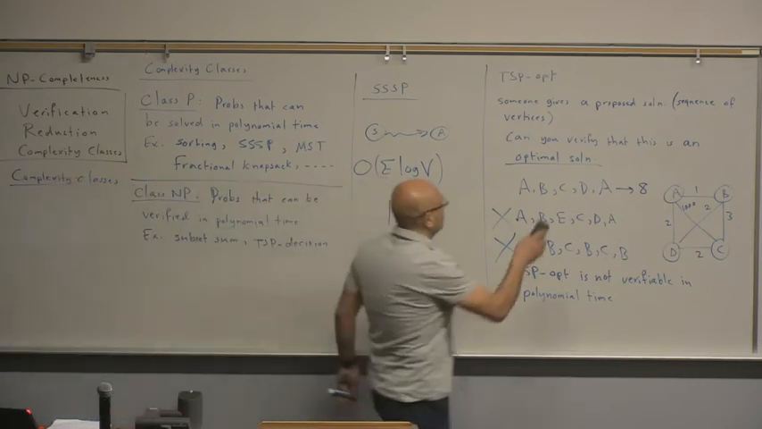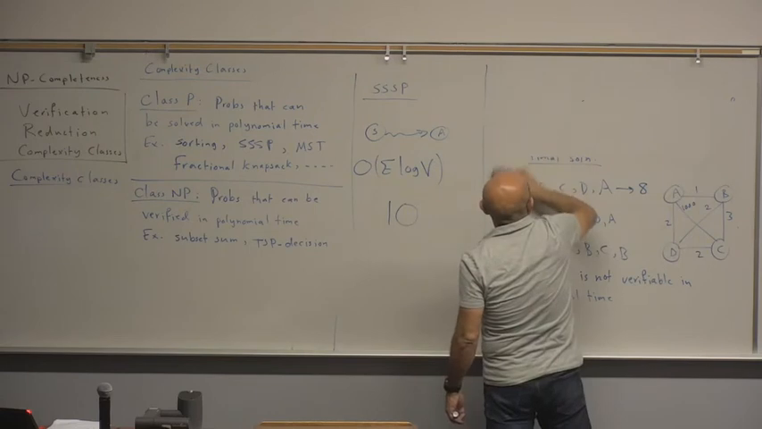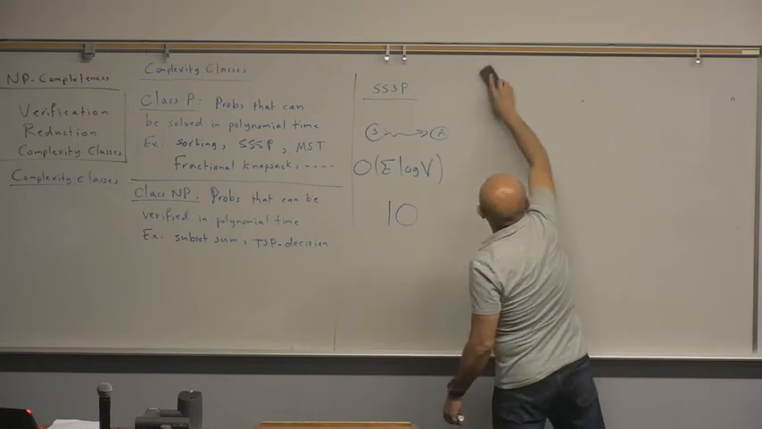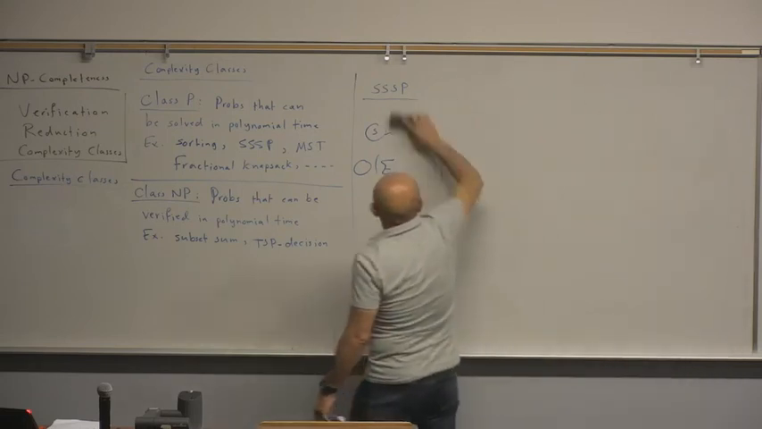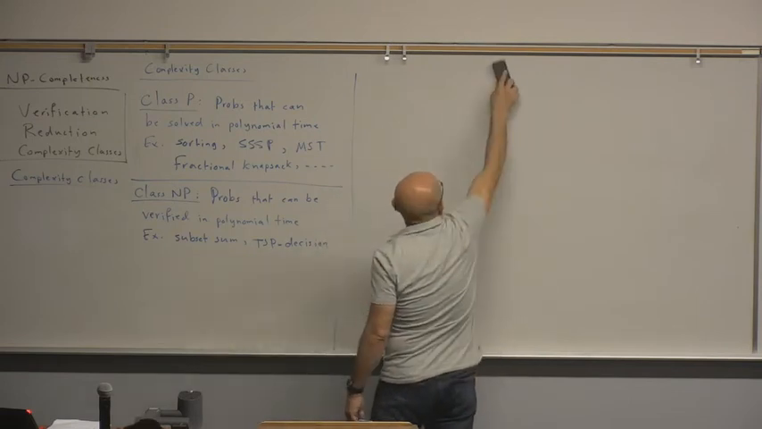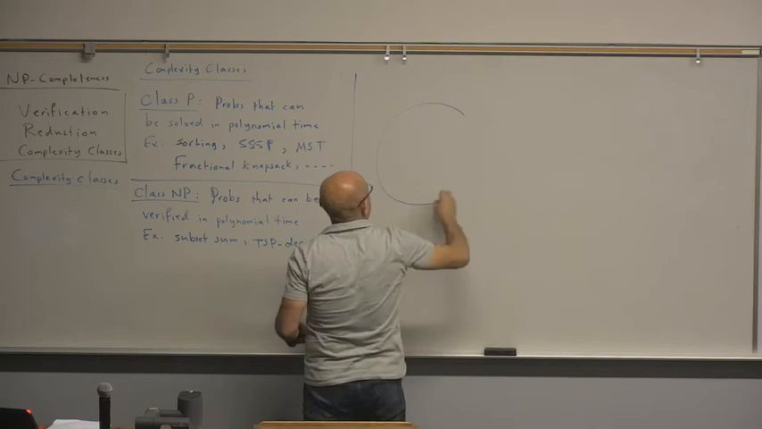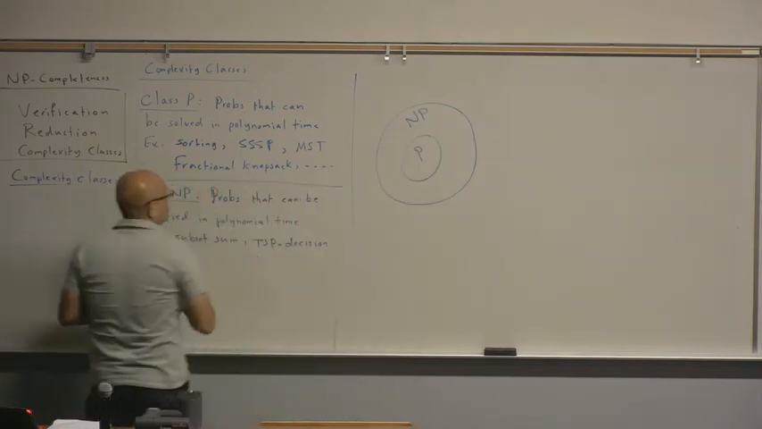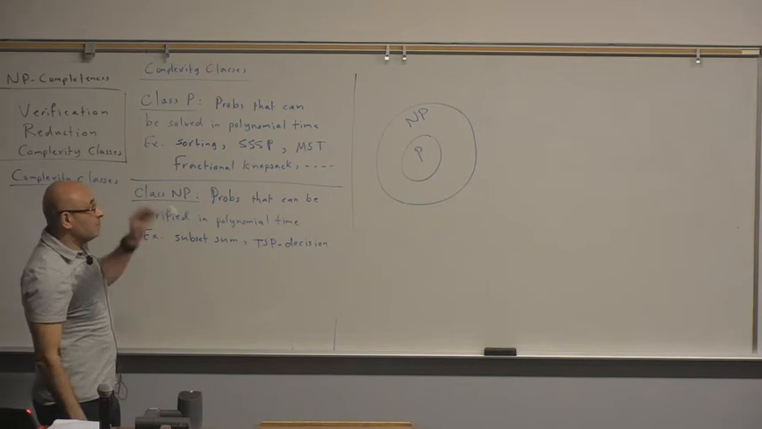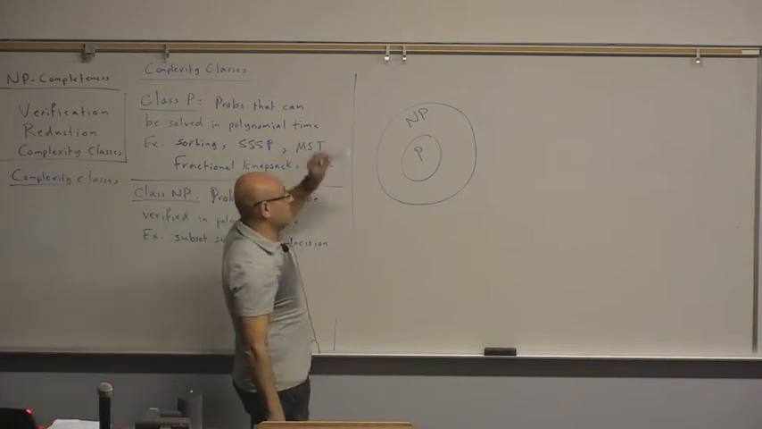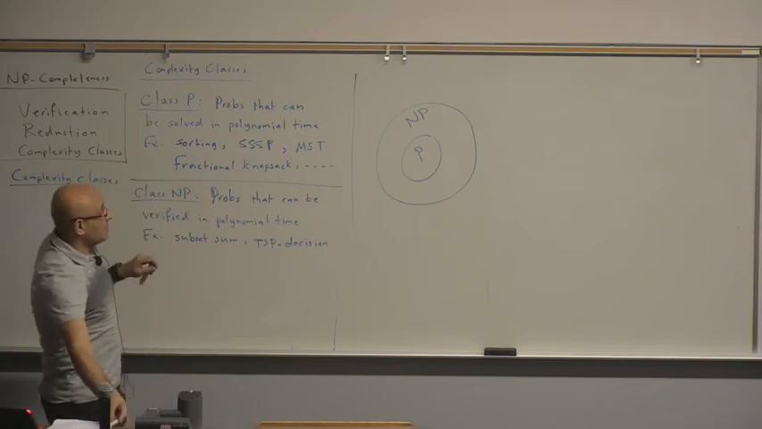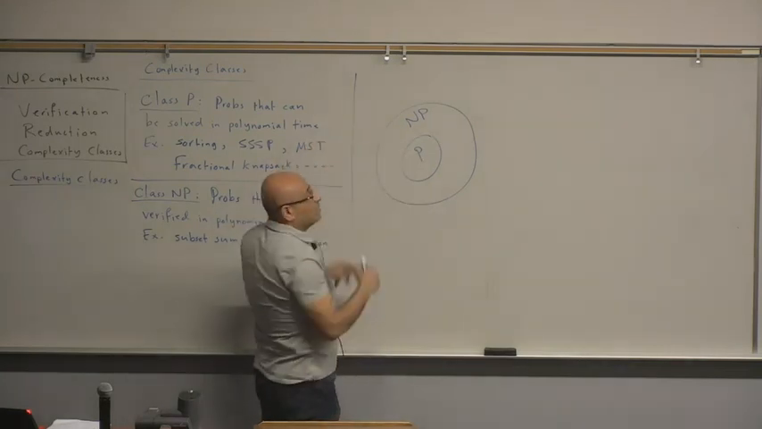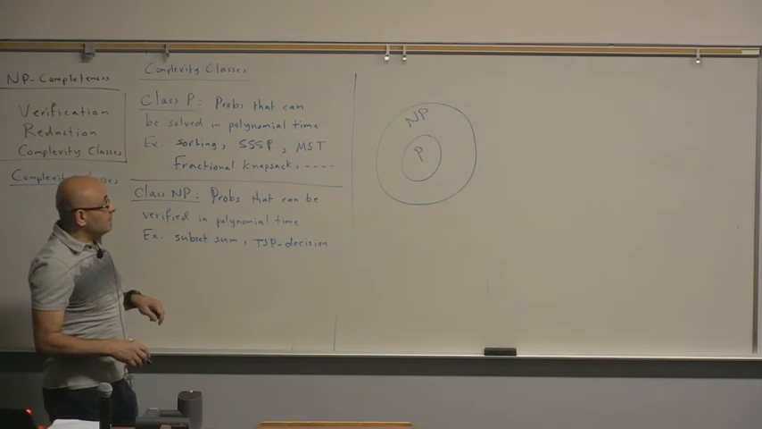So this means that the relation between P and NP is that P is a subset of NP. We will see that P and NP could, in fact, be the same set. But for now, we can say that P has the easier problems, which is a subset of the larger set, which is NP, the problems that can be verified in polynomial time.